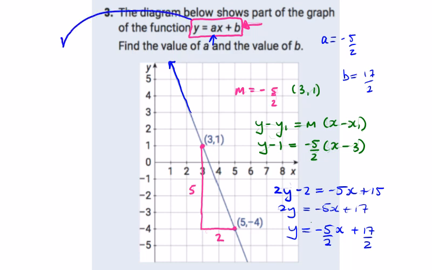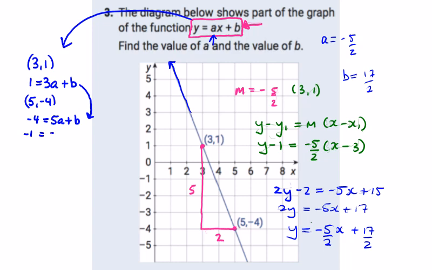Another way to approach this question is we have the point (3, 1). If we sub that into the equation, y is equal to 1, so 1 is equal to 3a plus b. And if we sub (5, -4) in, we'll get another equation in a and b: -4 is equal to 5a plus b. We can multiply the first one by -1 to get -1 equals -3a minus b. Adding the two equations together, we get -5 is equal to 2a, so a is equal to -5/2.